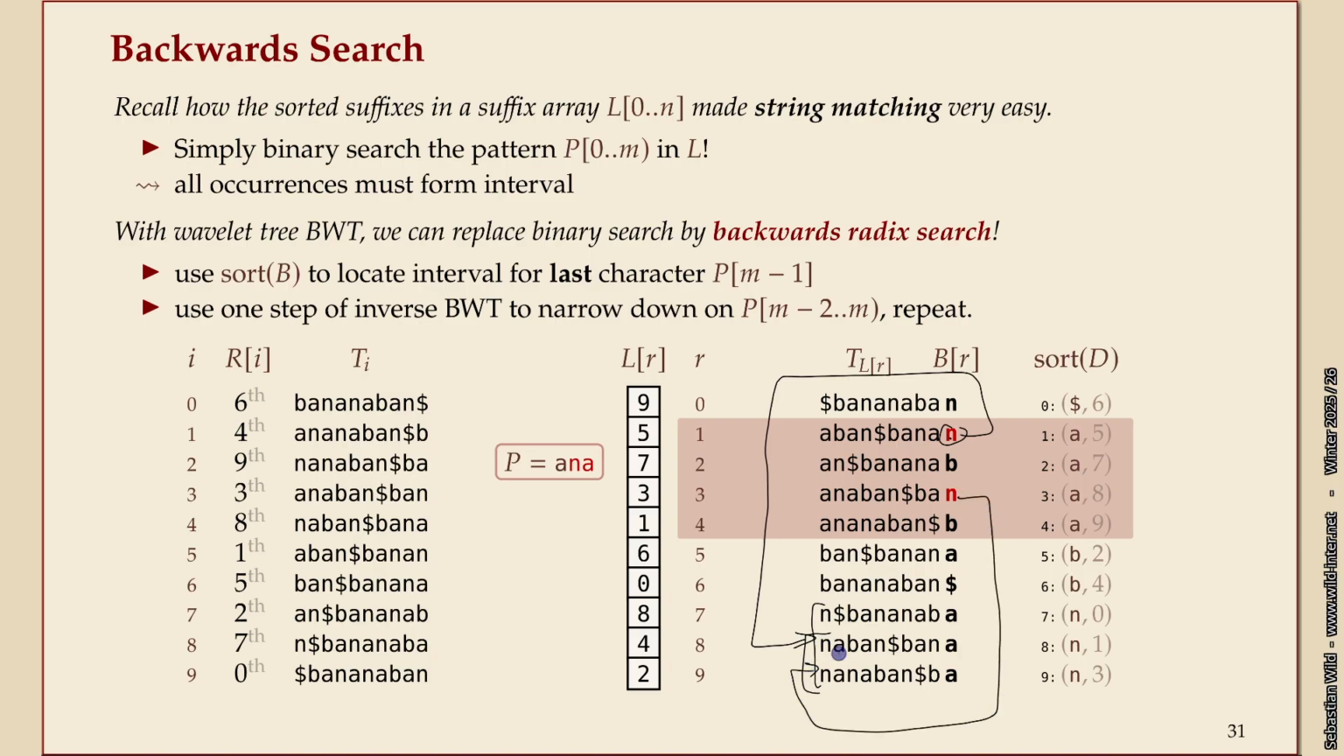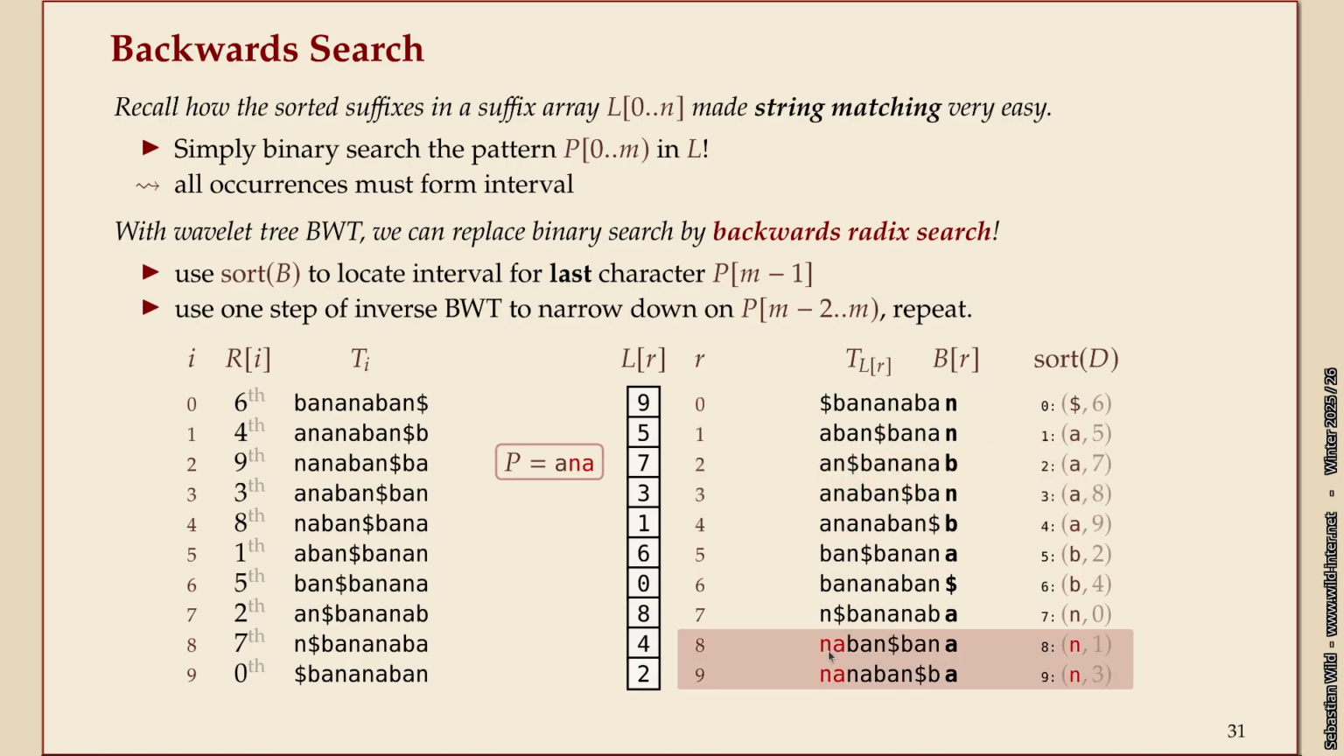So I know I can move my range. If I look at NA as the pattern, I can move that from these four things to these two positions. And that's a range that contains everything that starts with NA. And I could do this from just again using the same rank and select queries on the BWT.